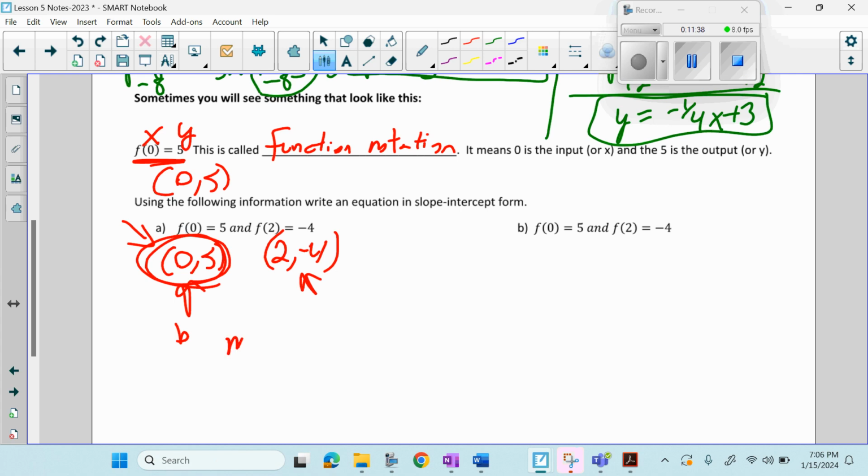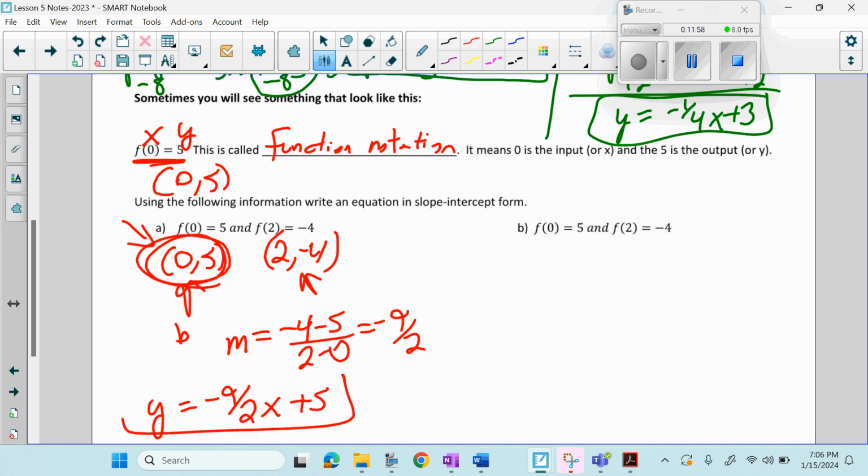Okay, so we're going to find the slope. So the slope is -4 minus 5 over 2 minus 0. So -9 over 2. And what's cool about this is I can just jump right from there to the answer, and I get y equals -9 over 2x plus 5, and I am done.